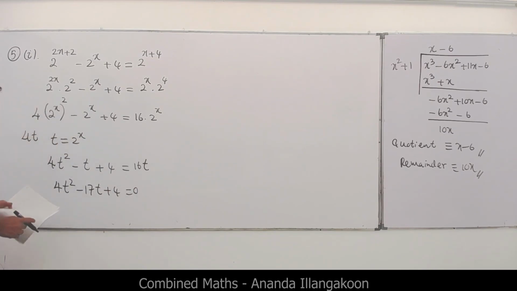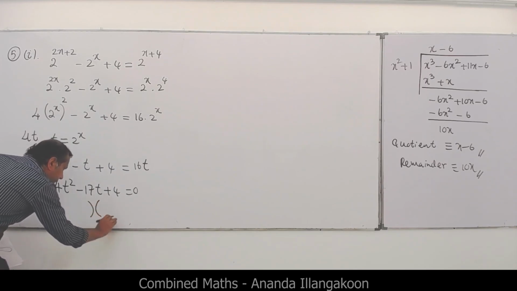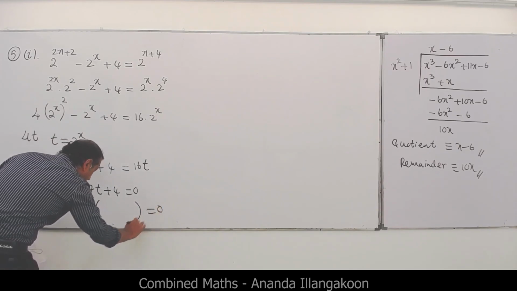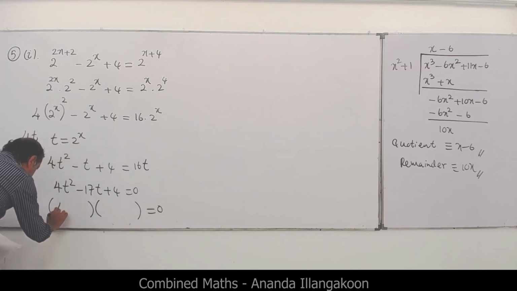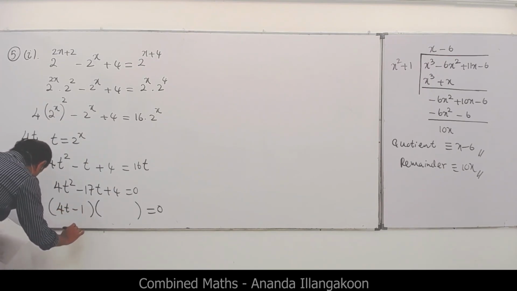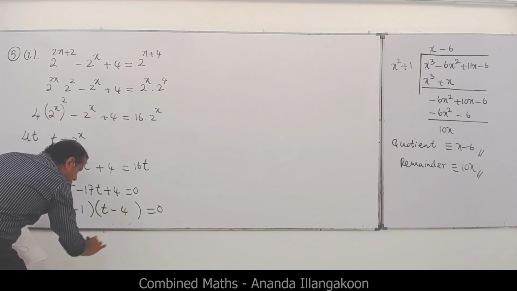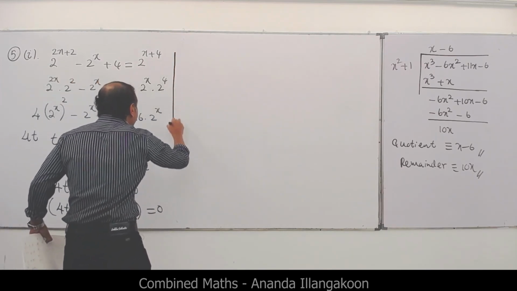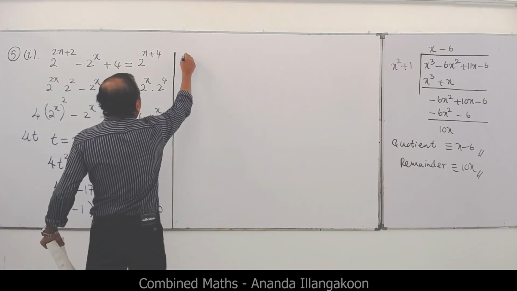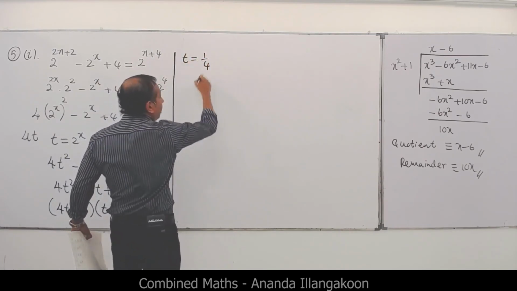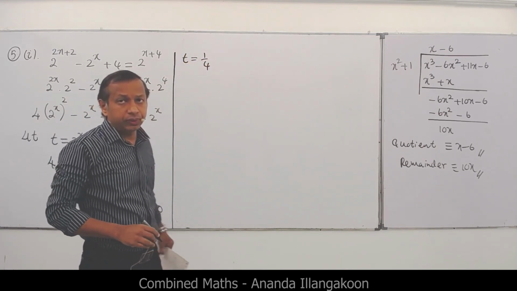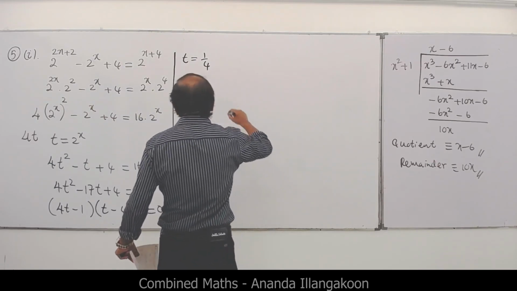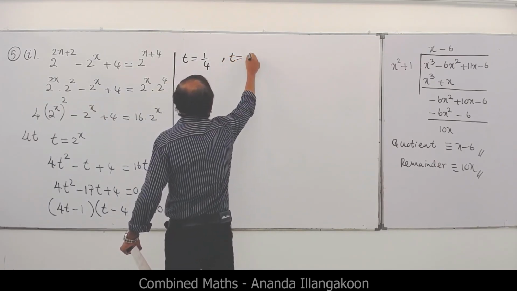Now you can factorize this into two factors like this. Two factors come as 4t minus 1 and t minus 4. Then we can find two answers for t. By the first factor we get t equals 1 upon 4. The second answer gives t equals 4.